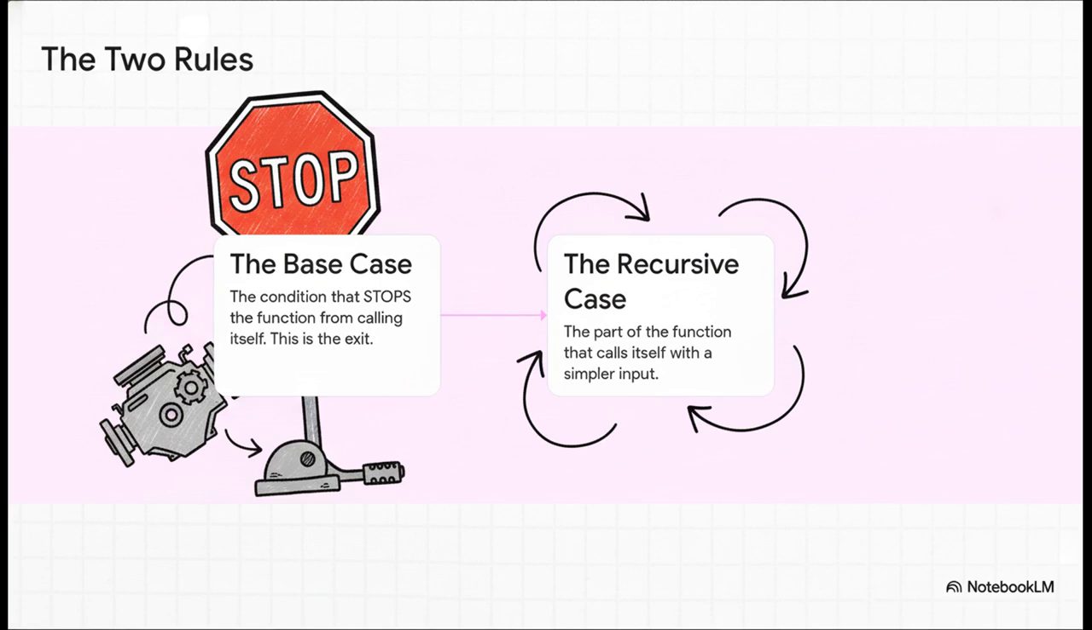And second, you've got the recursive case. Now this is the engine. It's the part that says, do it again. But, and this is key, always on a slightly smaller piece of the problem. So you're always getting closer to hitting that base case.